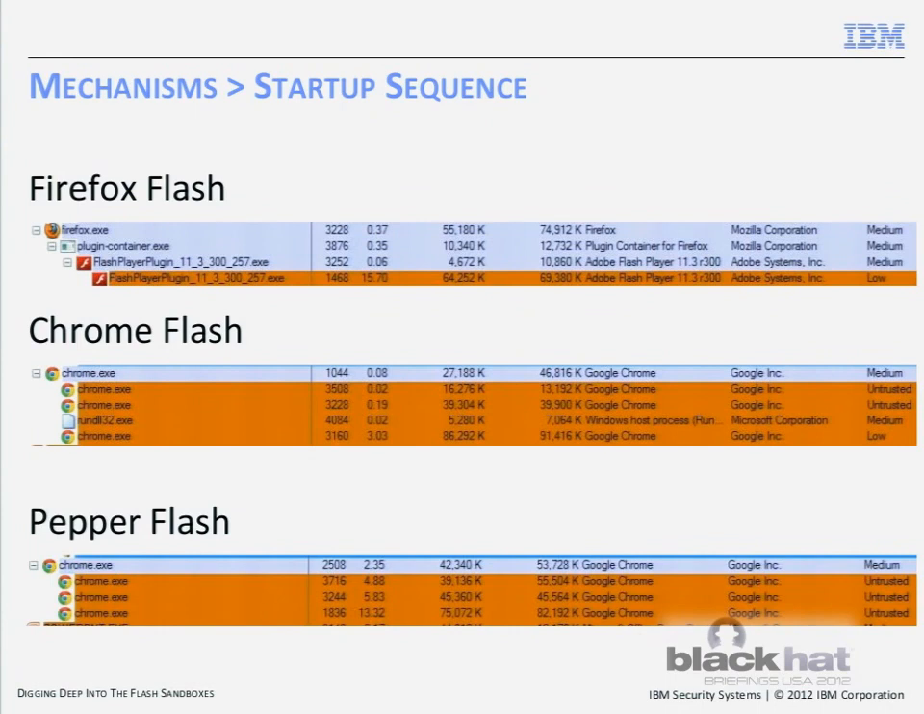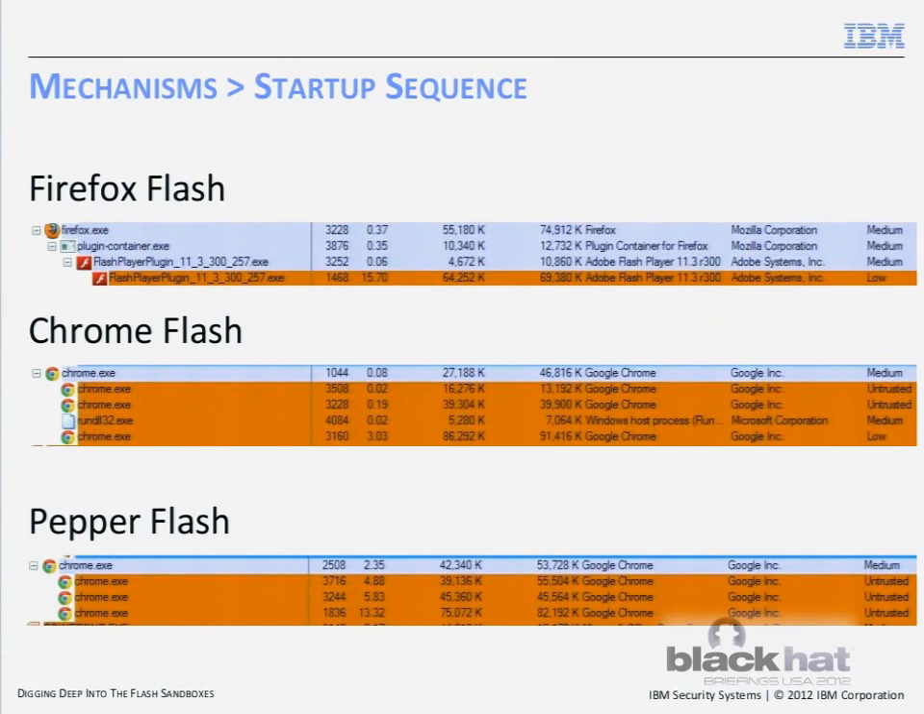You can tell that the last line is the sandboxed Flash player process, since the integrity level, this is actually Process Explorer's output, and the last column is the integrity level. You can see here that it has an integrity level of low, and it's spawned by a process that has an integrity level of medium, and this is the broker process.